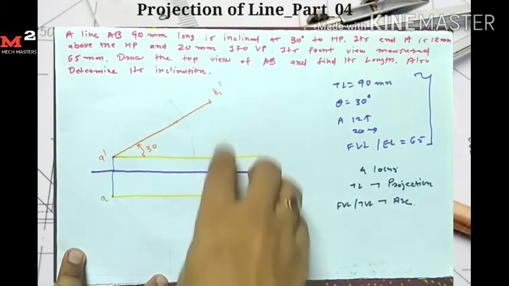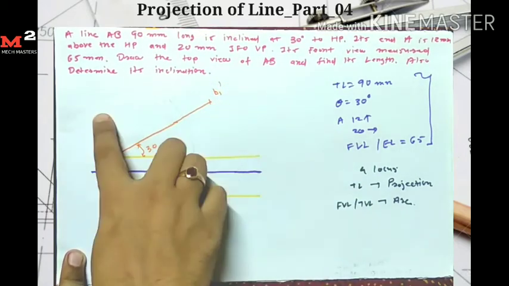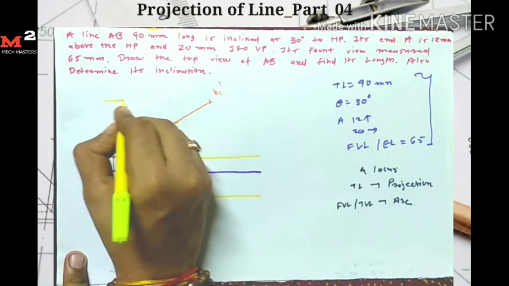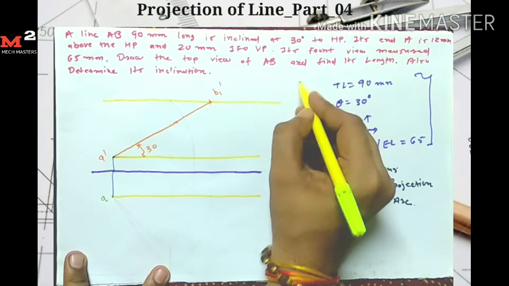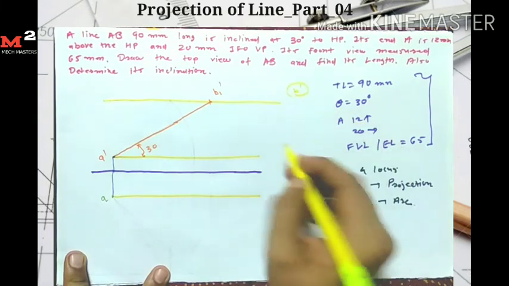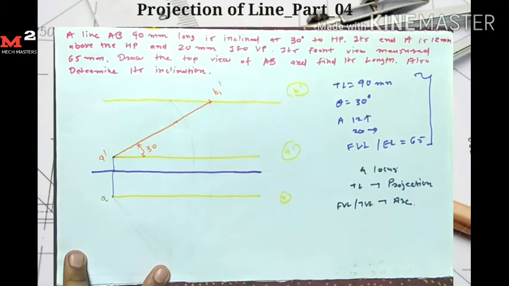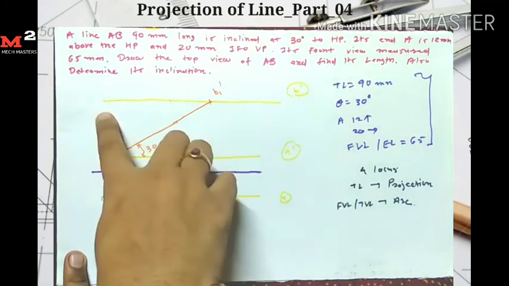Okay, and we know that the B1 dash and B dash points are on the same horizontal line. So here I draw the locus. This is the locus for B dash. This is the locus for A dash and this line is the locus for A. Okay, so I get my B dash point on this line.